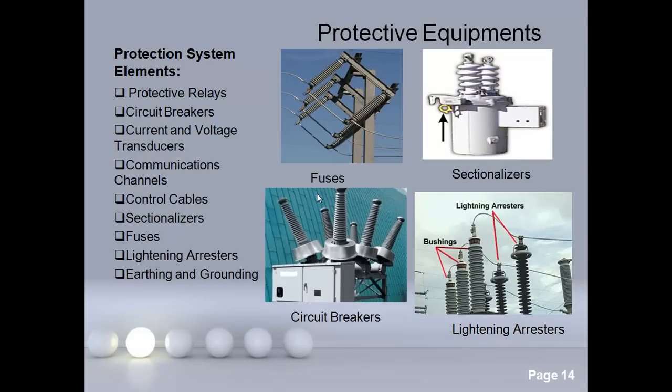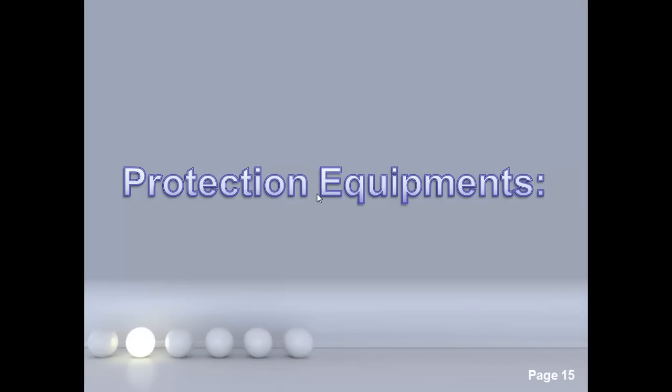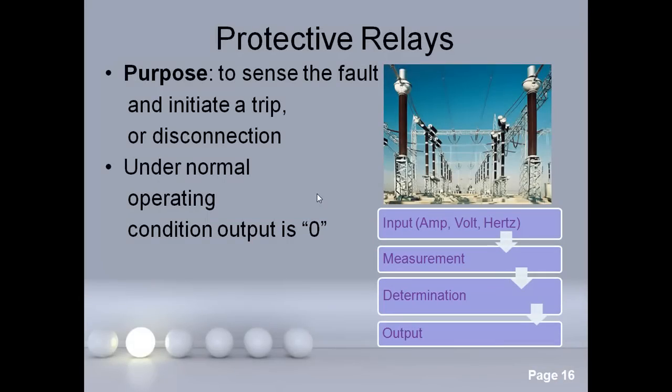Next come the protection system elements. These are the auxiliary components used in the substation, and they are used to perform various operations, including protective relays, circuit breakers, current and voltage transducers, communication channels, etc. Now we come to the protection equipment in detail, individually. The first one is protective relays.